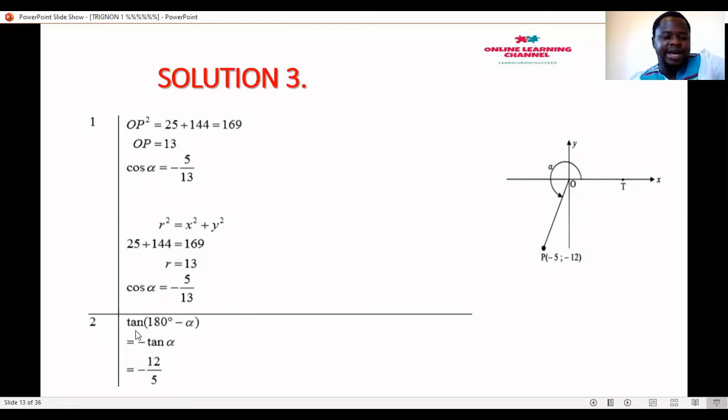And then for you to determine tan of 180 minus alpha, this 180 minus alpha is negative in the second quadrant. So you say negative tan alpha. And tan alpha, this is your alpha, so it will be opposite over adjacent. So it will be negative 12 over 5.